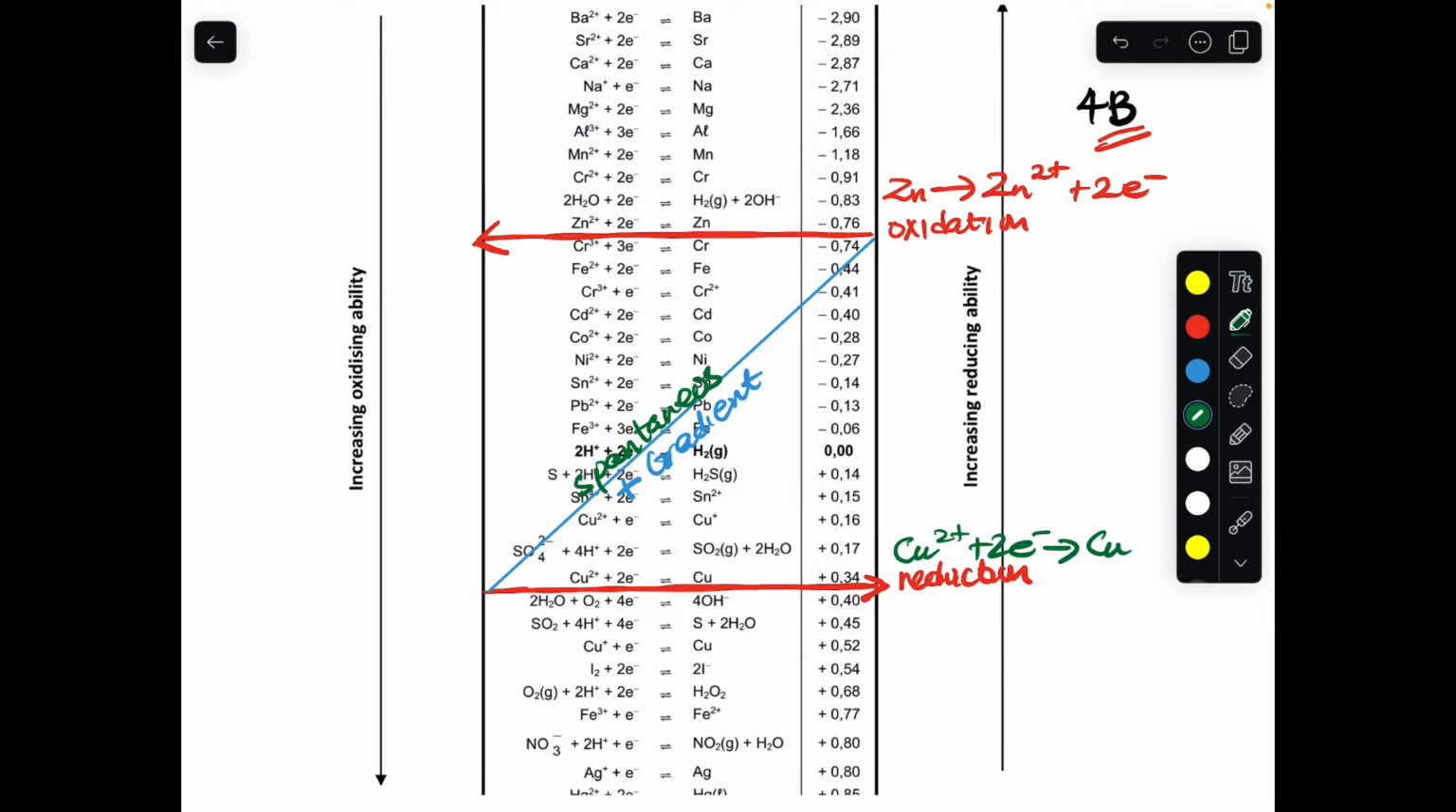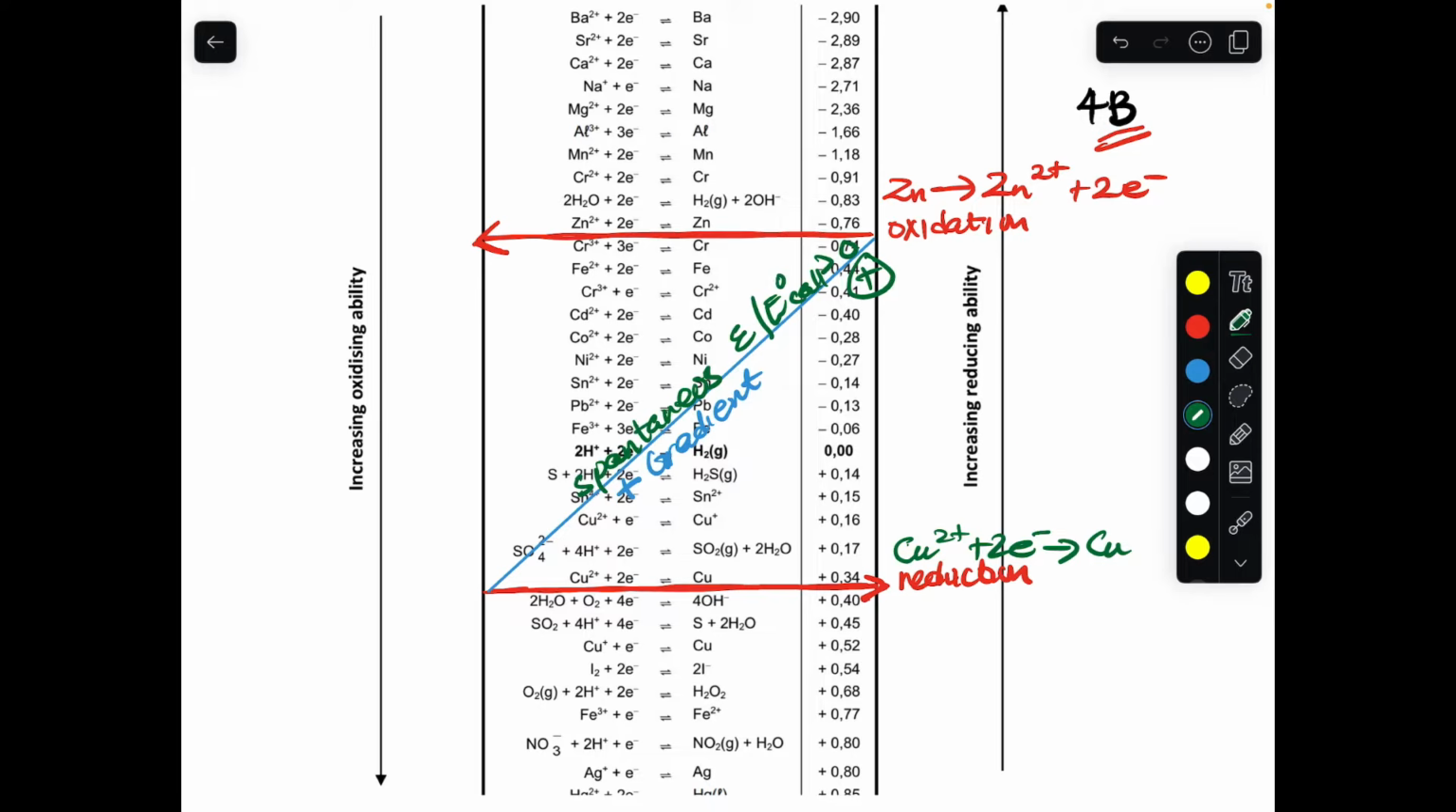It's spontaneous. Remember, I said in the spontaneous reaction, the E cell or the EMF is greater than 0, or it's positive. So the voltage that is induced between the two is positive. So here the voltage is the voltage of the zinc, and here's the voltage of the copper.